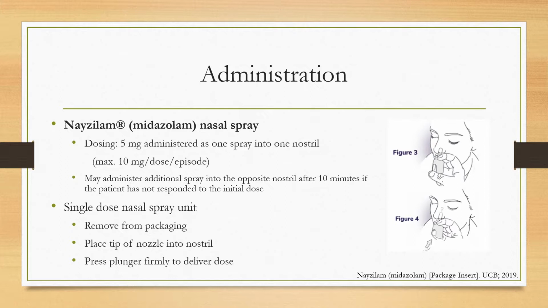What separates this nasal spray from the midazolam that can be administered with a syringe and the atomizer is that this comes as a single-dose nasal spray unit, and it's only approved for use in patients 12 years and older. In order to administer the drug, parents or caretakers can remove the unit from the packaging, then place the tip of the nozzle into the nostril, and press the plunger firmly to deliver the dose. This is further illustrated in the picture on the right side of the screen, showing you how you would administer the dose.